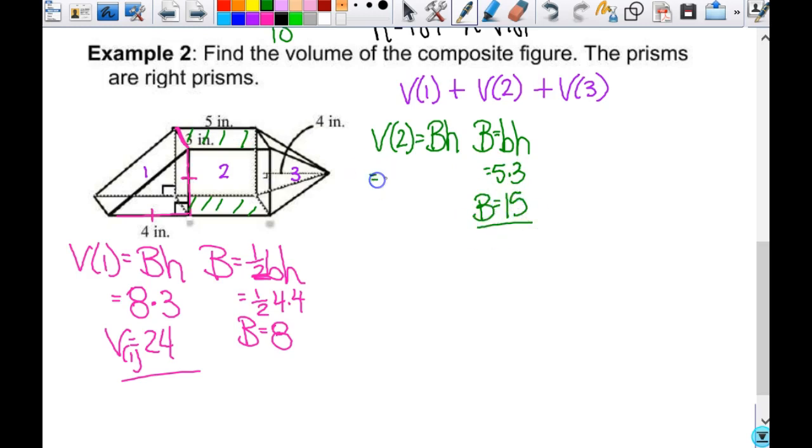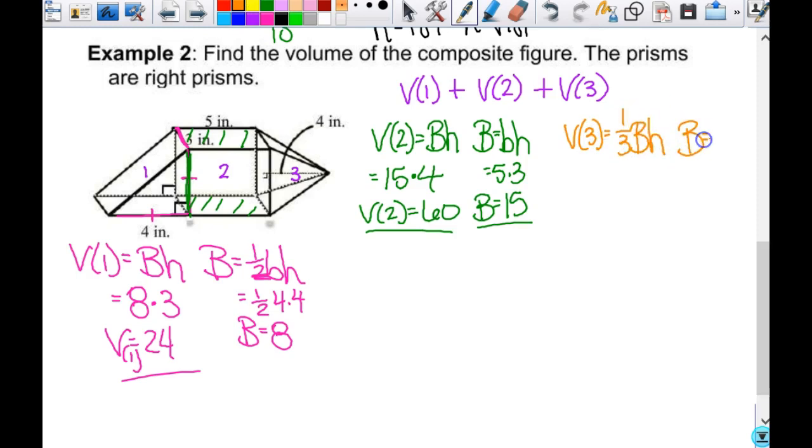Okay, so this gives me 15 times, what's the height? It is the distance between the bases, and it is 4. Volume of 2 equals 60. So then we've got to find the volume of the third figure, and that is 1/3 big B times H.